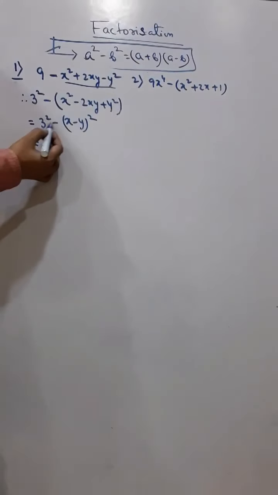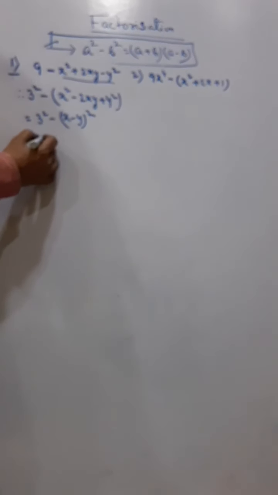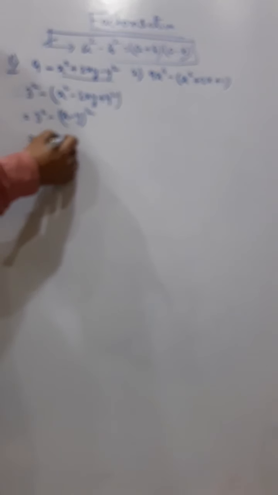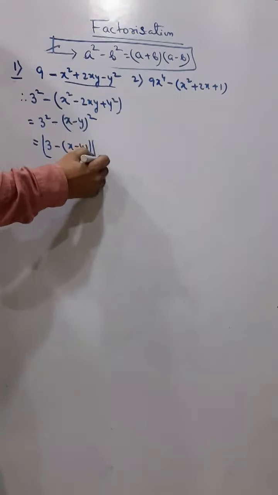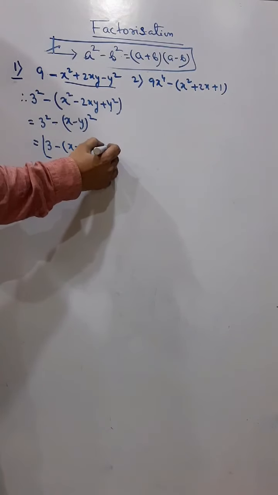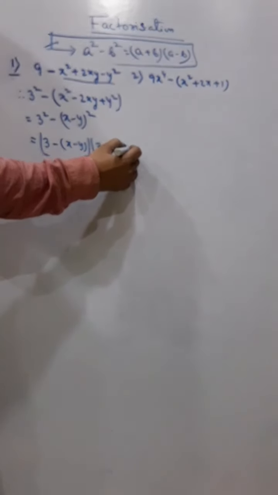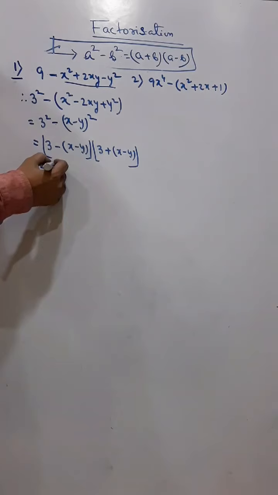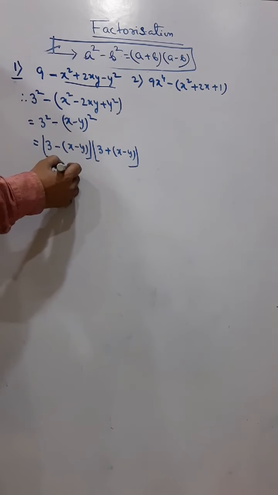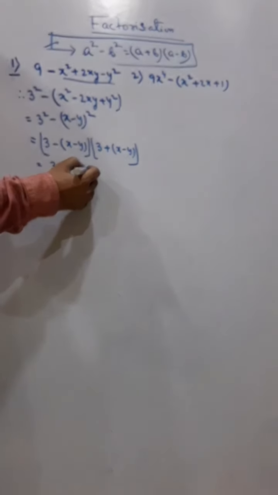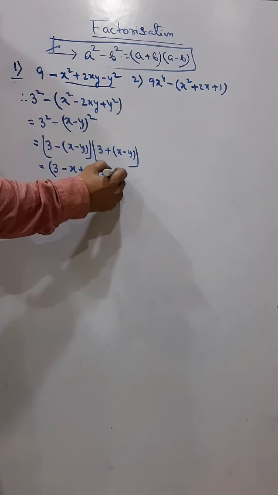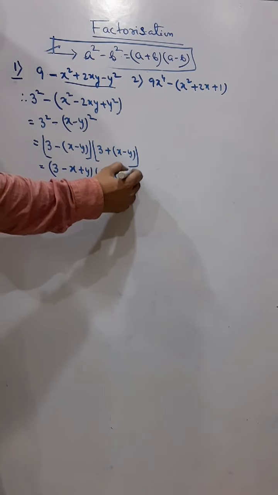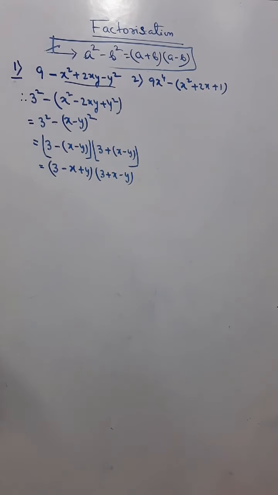And now I got a square minus b square. So it is a minus b, and then a plus b, then 3 minus x plus y, 3 plus x minus y.